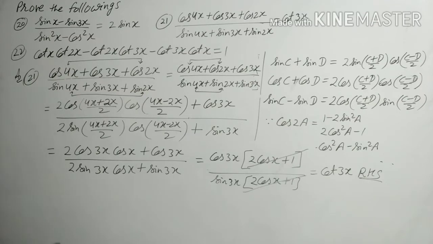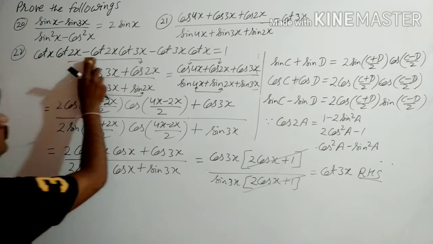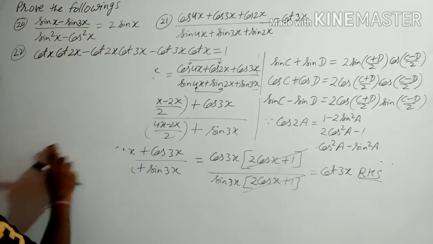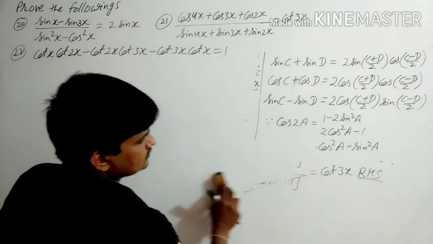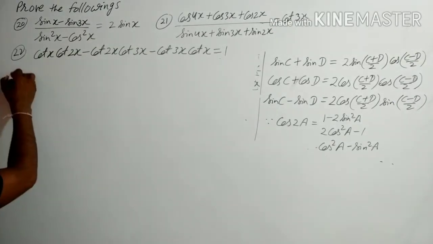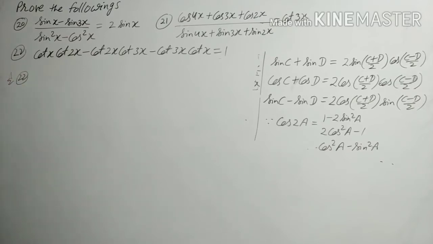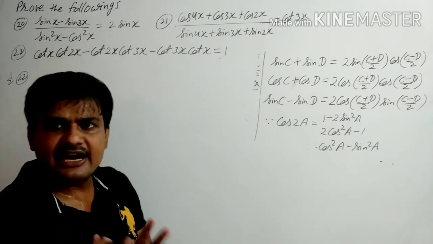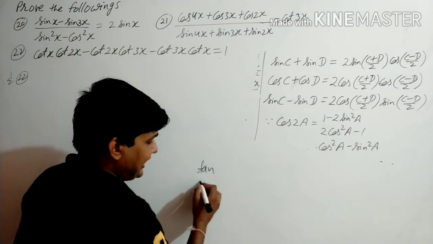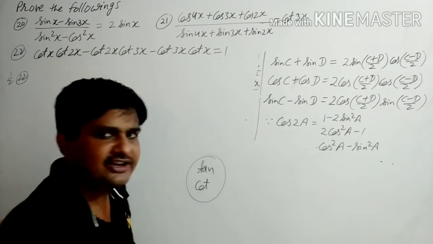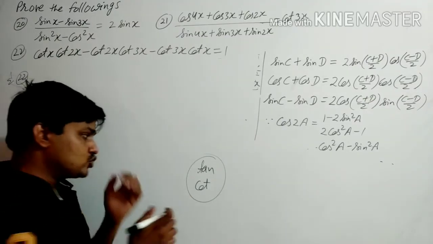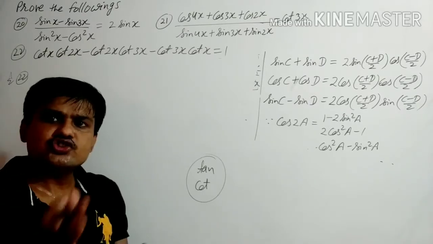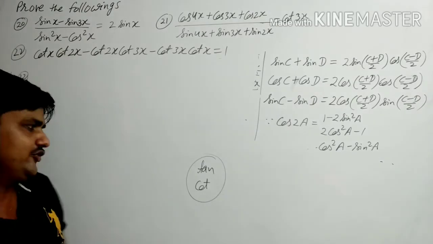Now come for the next one, that is question number 22. So let's try to solve this one. So question number 22 is cot x. Dekhiye, if we have to prove any identity in tan or cot, agar hamein koi bhi identity tan or cot mein prove karni hai, so the best method is jo hamara highest angle hai, usko jo similar angles hain, unke case mein break kar lijiye.